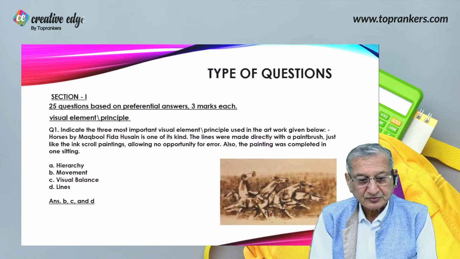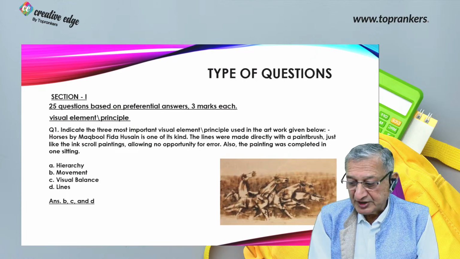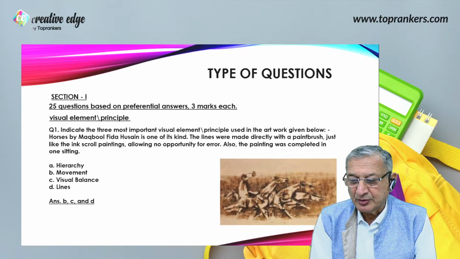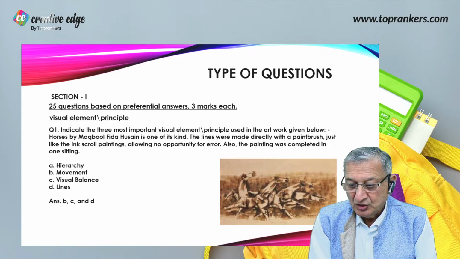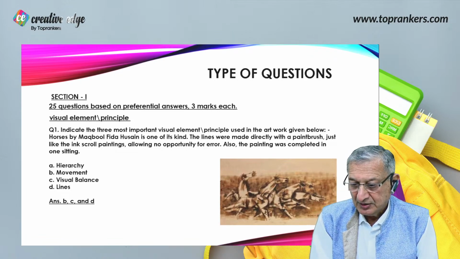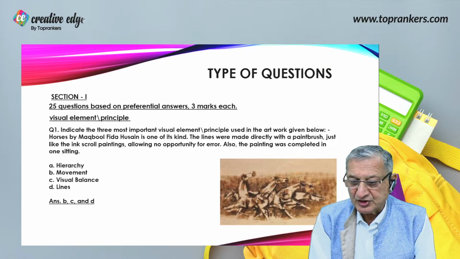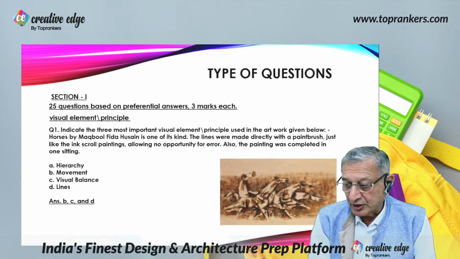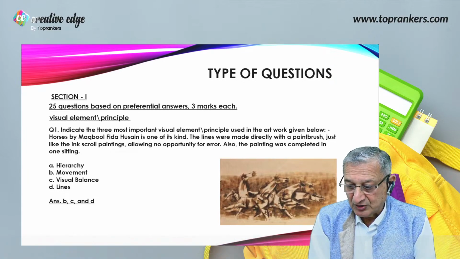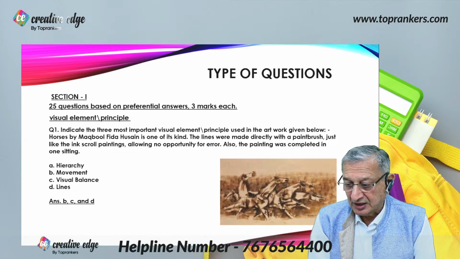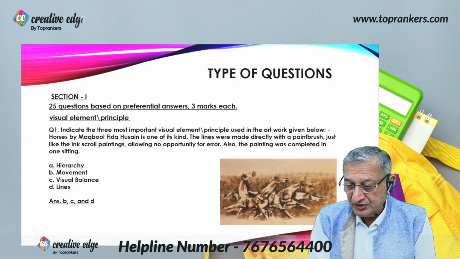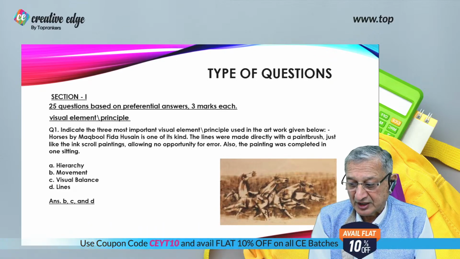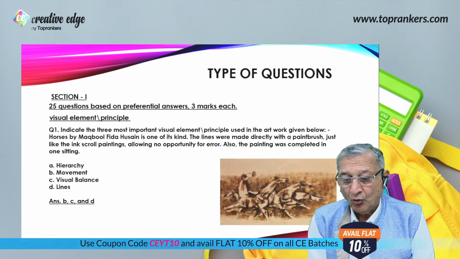Friends, the type of question that I want to present before you. There will be 25 questions based on the preferential answers, 3 marks each, visual elements and principles. An example of the question: indicate the three most important visual elements and principles used in the artwork given below. Horses by Maqbool Fida Husain is one of its kind. The lines were made directly with a paintbrush, just like the ink scroll paintings, allowing no opportunity for error. Also, the painting was completed in one sitting.